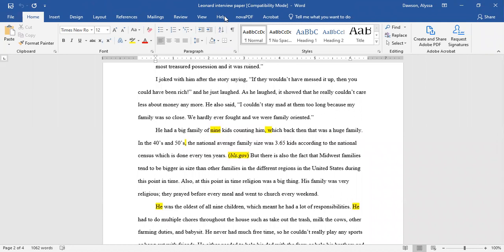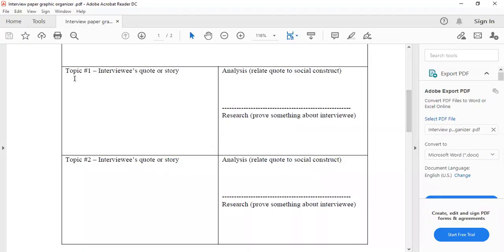So if you look at this organization, what he did is he started with the interviewee's quote or story. He provided just a little bit of analysis about why that might have been his most treasured possession. He didn't do research. Instead, he did another quote and included part of their conversation. So you see, this way of writing is not set in stone. Body paragraphs do not have to go in this exact order at all. Body paragraphs are according to what you wish to include, and not necessarily a rigid structure.